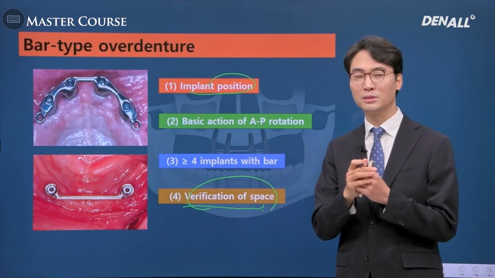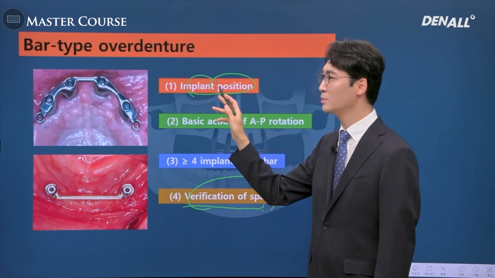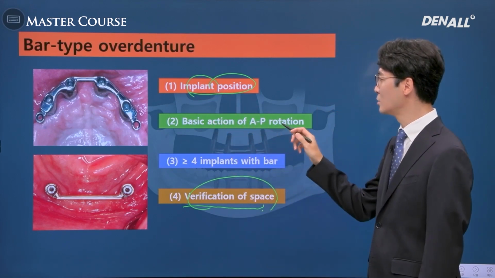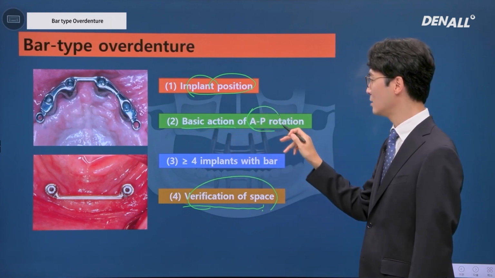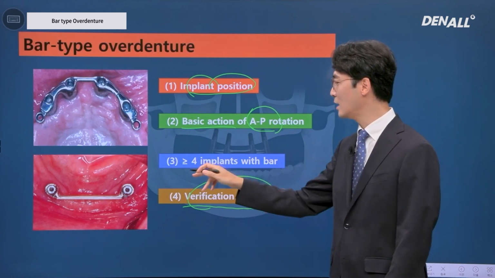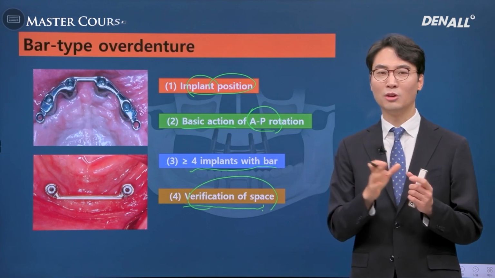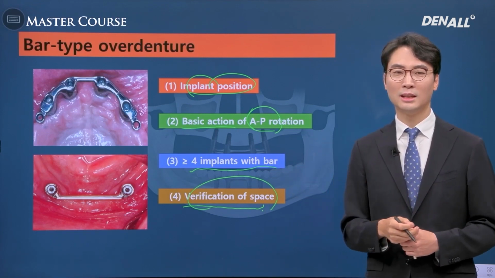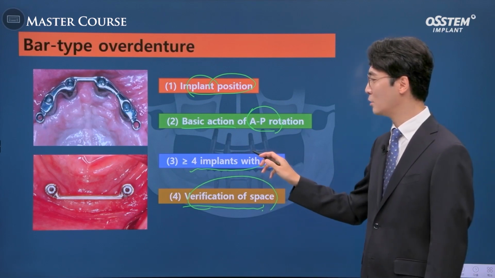As mentioned, implant position is very important. Implant path is not as important because it's connected with a bar, but you need to look at implant position carefully. As functional load is applied in the posterior area, there can be AP rotation, and we need to look at whether relief is necessary. When 4 or more implants are placed, you need to look at the pros and cons of IARPD and bar overdenture, and choose a treatment option accordingly.